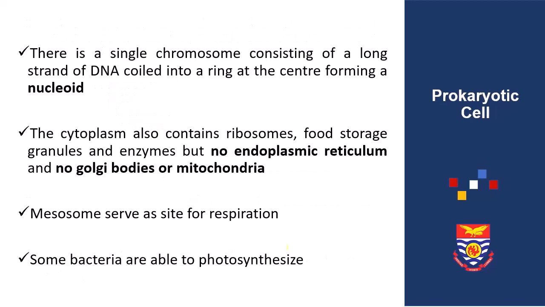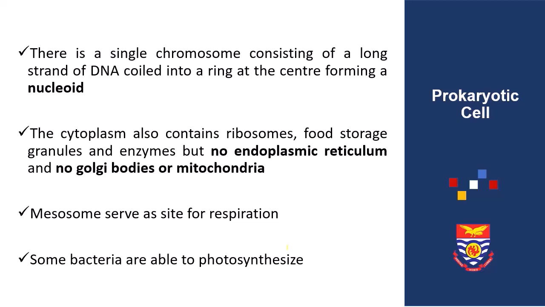Also found at the center of a prokaryotic cell is the nucleoid, a long strand of DNA coiled into a ring to form a single chromosome. Prokaryotic cells also contain ribosomes, food storage granules, and enzymes in their cytoplasm, but they do not have endoplasmic reticulum, Golgi bodies, or mitochondria. As a result, the mesosome that they possess is used as a site for respiration, and this mesosome is formed through an extension of the plasma membrane.